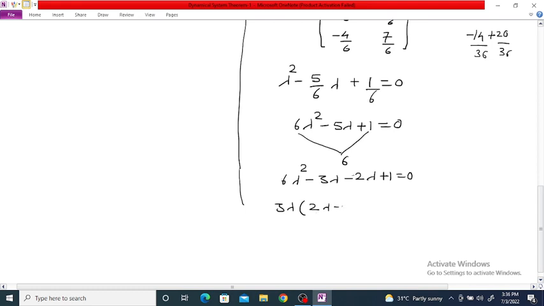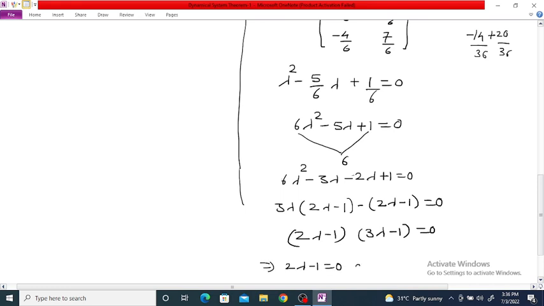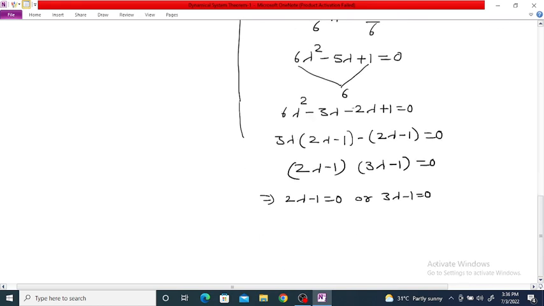So 2 lambda minus 1, and if we take the minus sign outside, it is 2 lambda minus 1 equal to 0. So if we take 2 lambda minus 1 outside, inside the bracket we have 3 lambda minus 1. So this implies 2 lambda minus 1 equal to 0, or 3 lambda minus 1 equal to 0. So this implies lambda is equal to 1 by 2, or lambda is equal to 1 by 3.